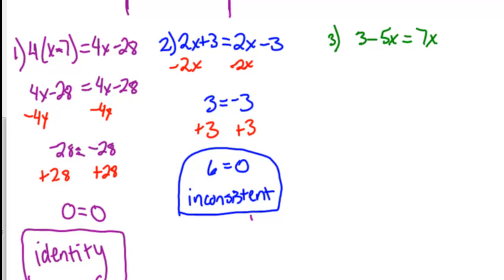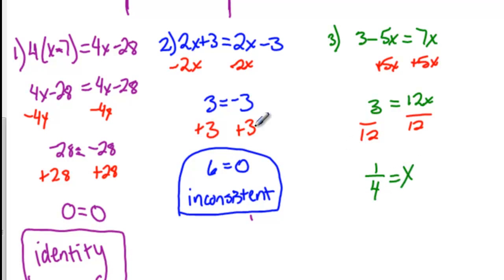All right, number 3. Number 3 is easy peasy. So we're going to move the x's. I'm going to choose to move them to the right to make it positive and shorter. So plus 5x on both sides. So we have 3 equals 12x. Divide both sides by 12. And we can reduce this 3 over 12. Always reduce, unless it gave you very specific instructions not to, which I don't think it's going to. Always reduce. So we're going to end up with 1/4 equals x.